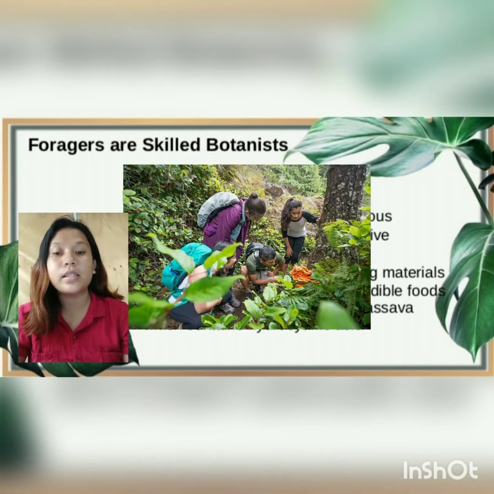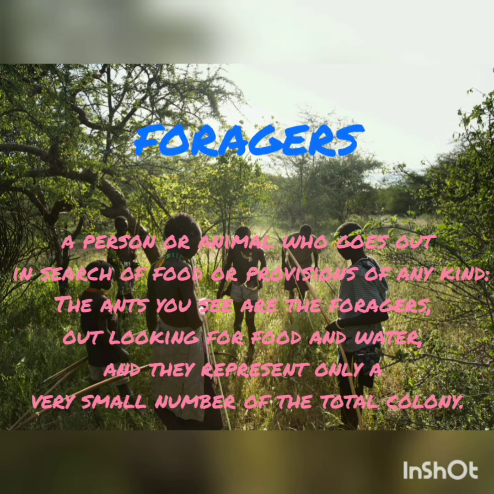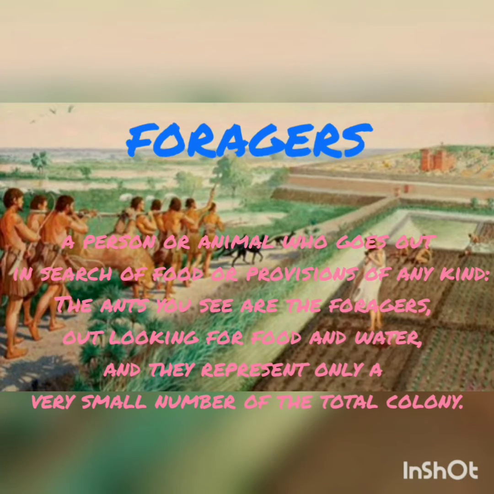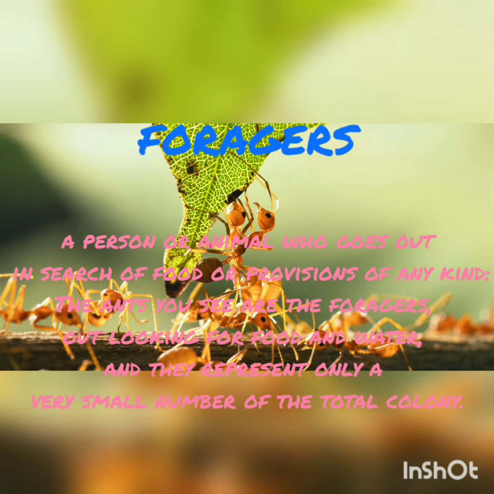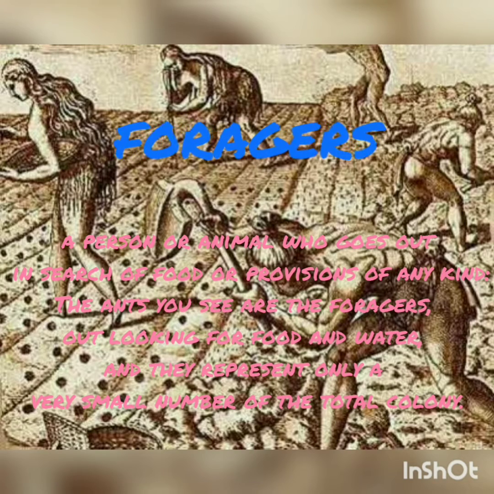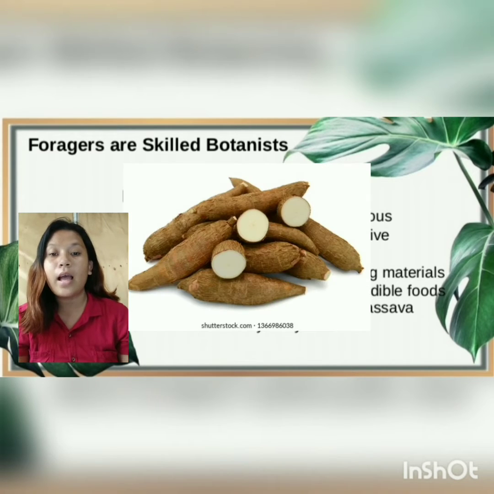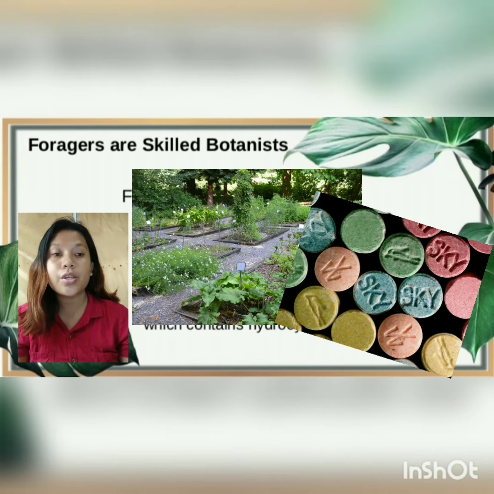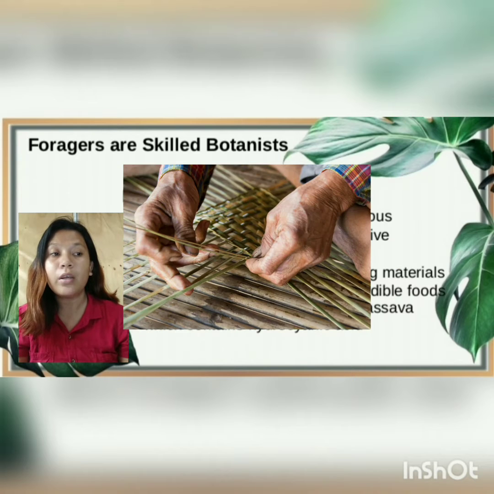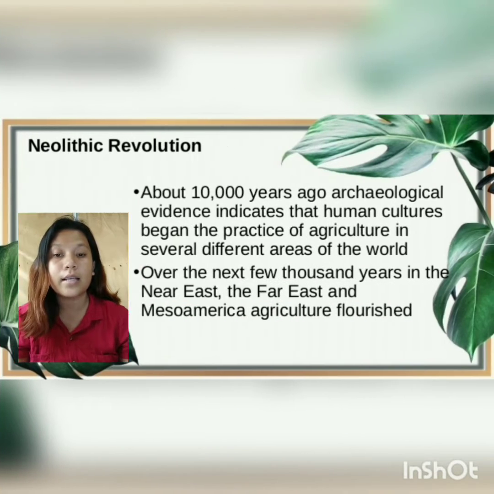Foragers are skilled botanists. A forager is a person or animal that searches widely for food or provisions. The ants you see are the foragers out looking for food and water, and they represent only a very small number of the total colony. Foragers know which plants are edible or poisonous, like cassava tubers and apple seeds, which are medicinal or psychoactive, and which are sources of dyes, materials used for weaving, or building materials. They know remarkable methods to prepare edible foods from plants with toxins, such as cassava, which contains hydrocyanic acid.